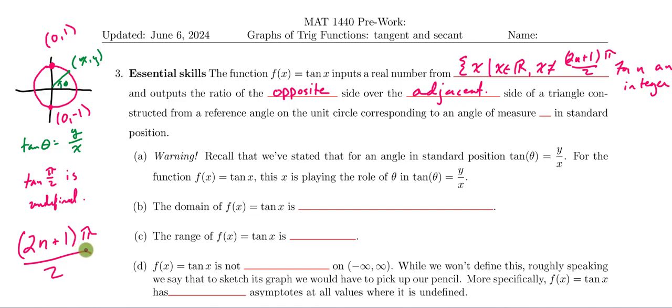Okay. So we'll talk more about this domain in a second, but let's go ahead and state it one more time just for practice. It's the set of numbers x such that x can be any real number except that x does not equal an odd multiple of pi over 2. So pause the video and practice writing out an odd multiple of pi over 2.